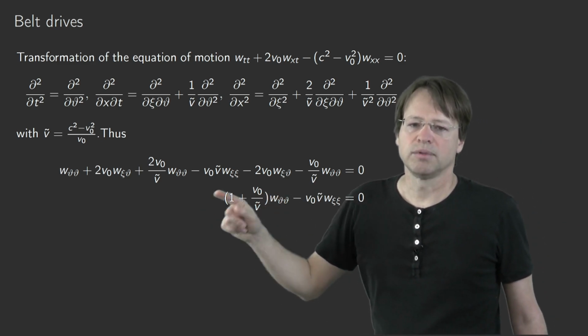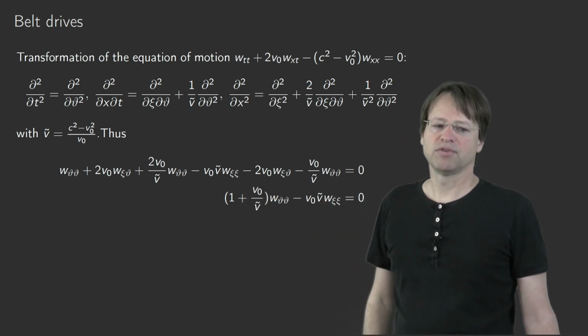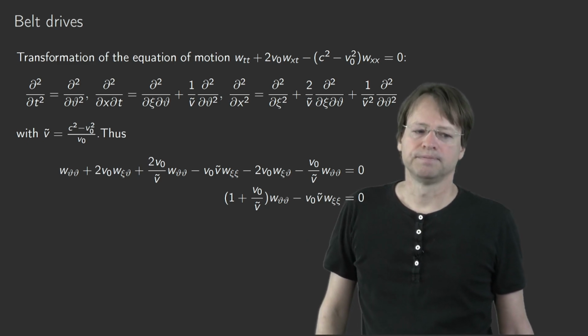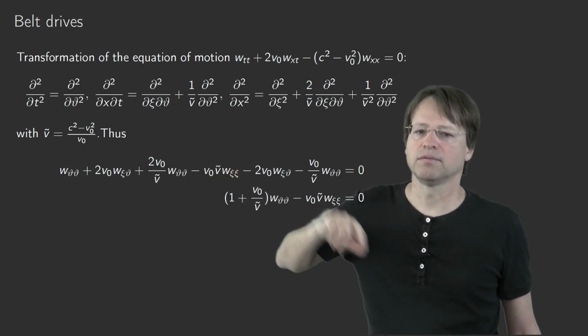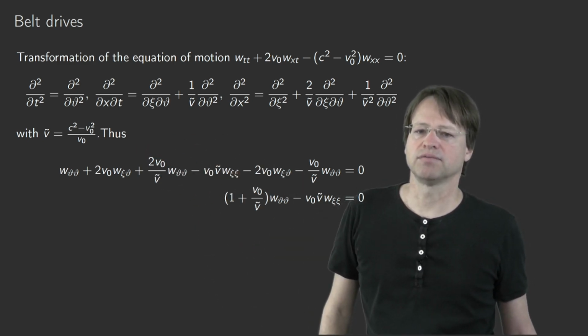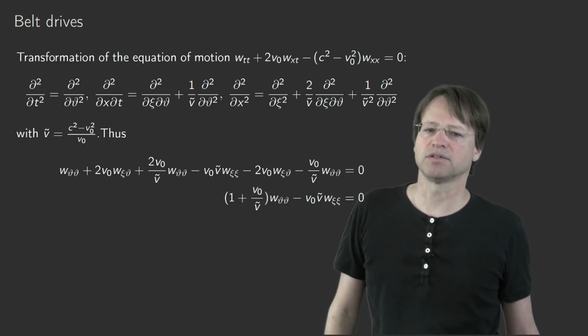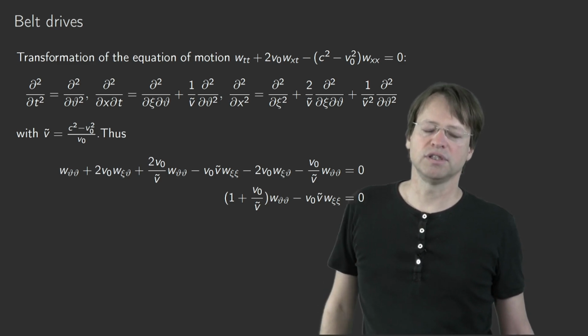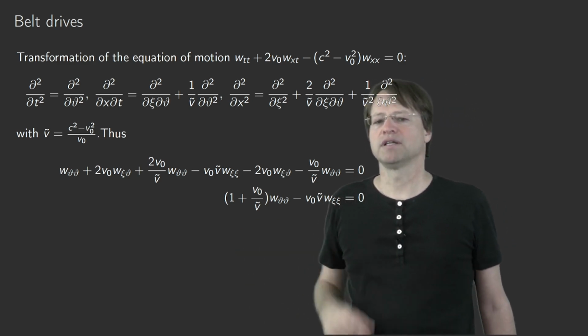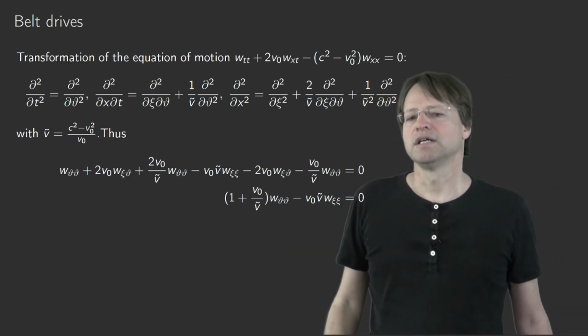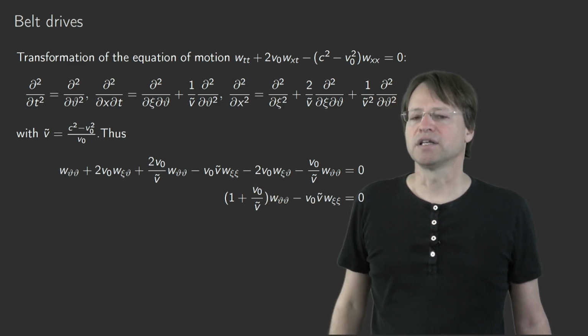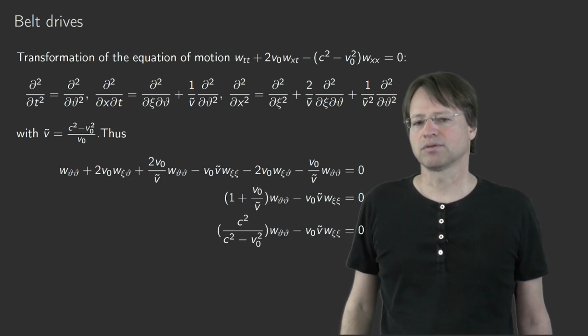Well, this term here in parentheses can be simplified. You have v tilde, that is c squared minus v naught squared divided by v naught. So you have v naught squared divided by c squared minus v naught squared. For 1 you have c squared minus v naught squared divided by c squared minus v naught squared, yielding in total c squared divided by c squared minus v naught squared.